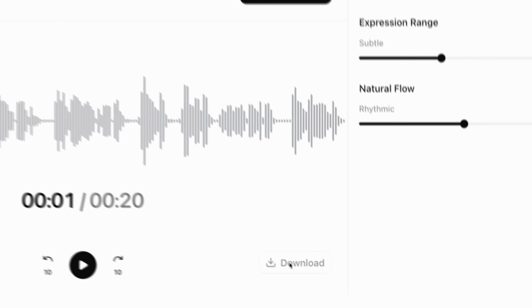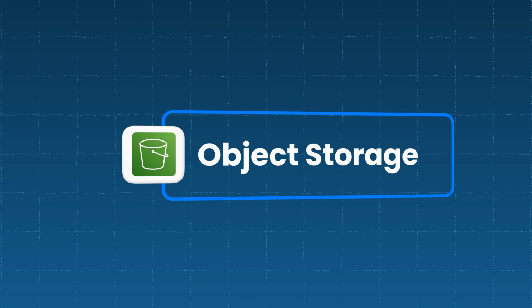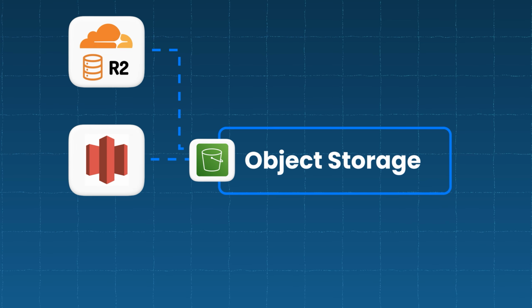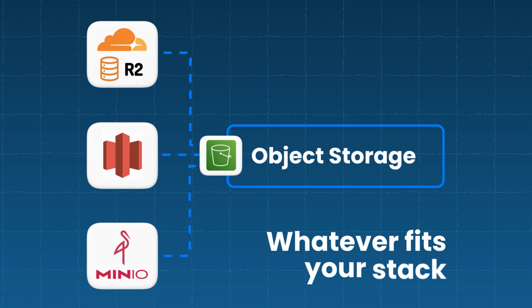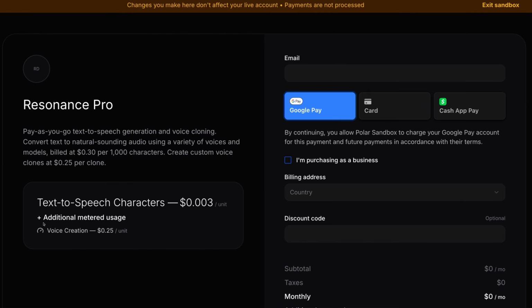Scrub through the waveform, skip forward and back, download the file, all right from the browser. Storage is S3 compatible, so Cloudflare R2, AWS S3, MinIO, whatever fits your stack. And every generation is automatically metered against the organization's billing account using Polar.